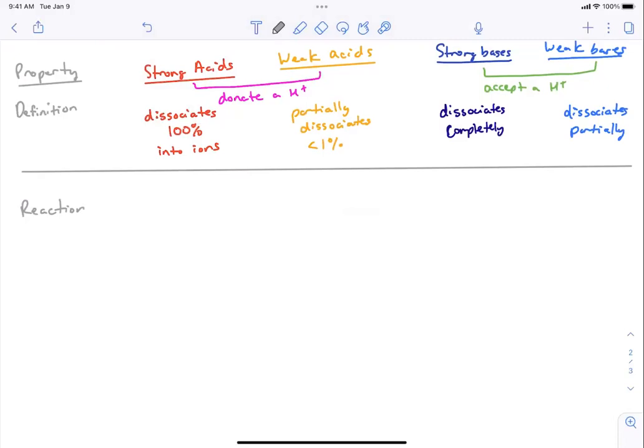Reaction. Yes, this is all in water. No, no, we won't need to worry about that.